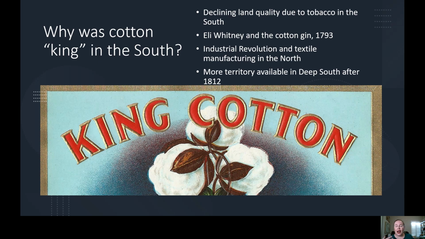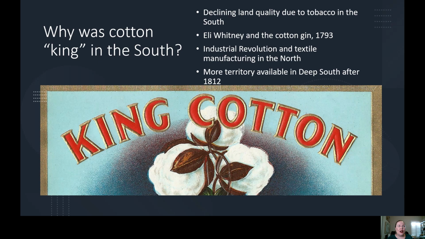All right, why was cotton king in the South? There are a couple of different reasons why cotton became the dominant cash crop in the American South. Remember, for most of the colonial period, the big cash crop of the South was tobacco, grown especially in Virginia and Maryland, and then some rice in the Carolinas and coastal Georgia. But for the most part, tobacco was the big product. It was a pretty easy consumer product to sell because it's addictive, and it's a species that's native to the Americas.